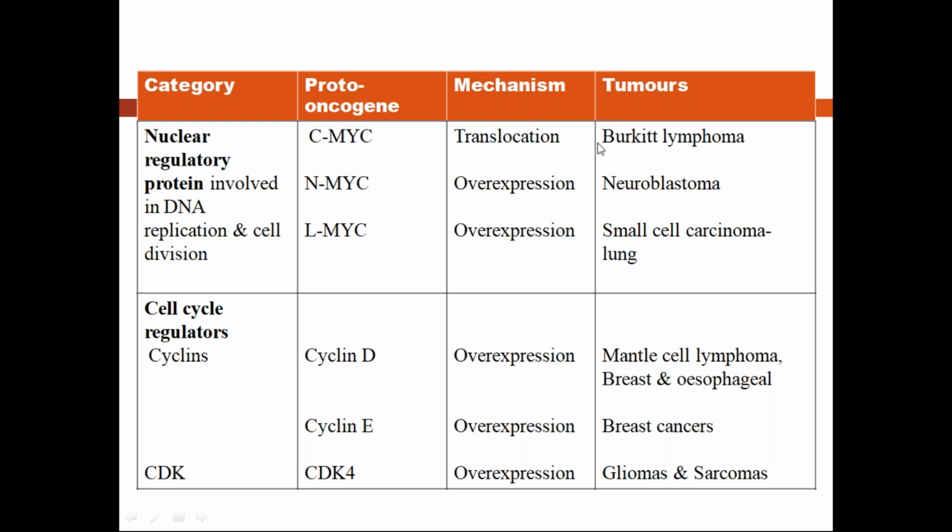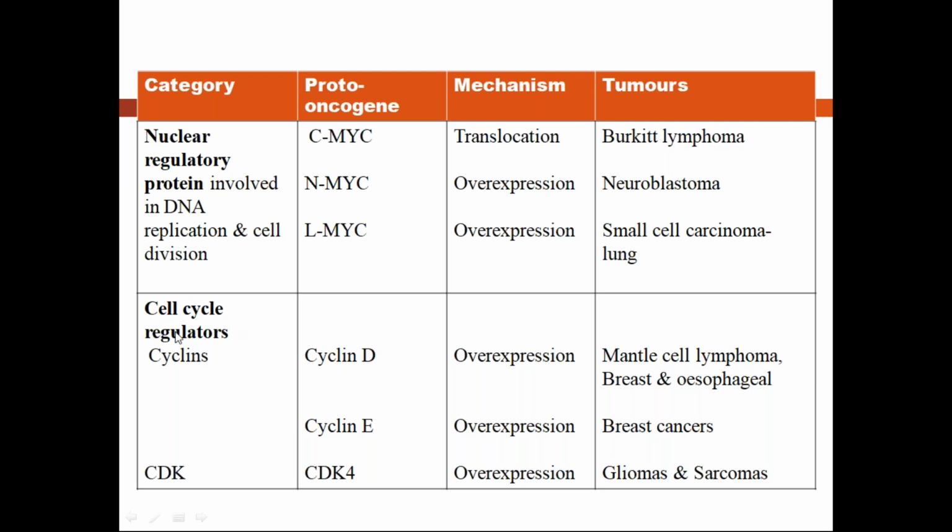This is also important. When you come to the WBC chapter, this is quite an important topic. This is the oncogene which is involved. Neuroblastoma again comes in the kidney chapter, which I will be taking. Here there is overexpression of the NMYC gene. Next, small cell carcinoma of lung, overexpression of the LMYC gene.